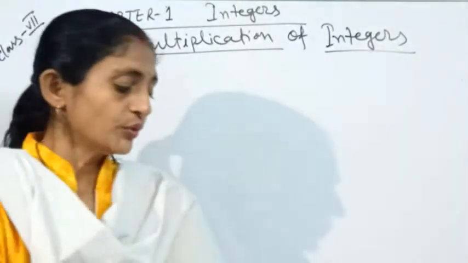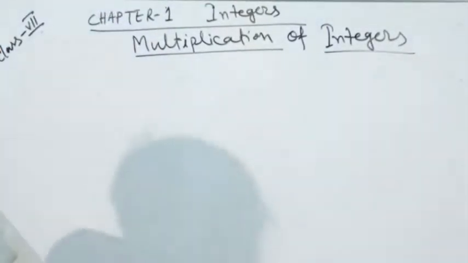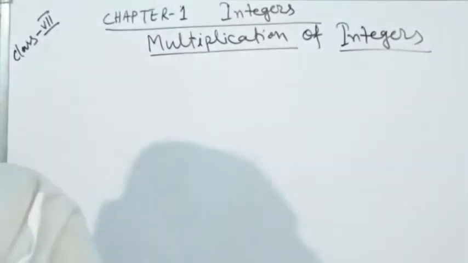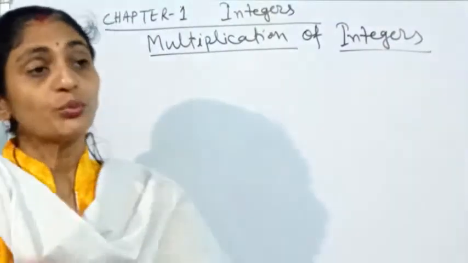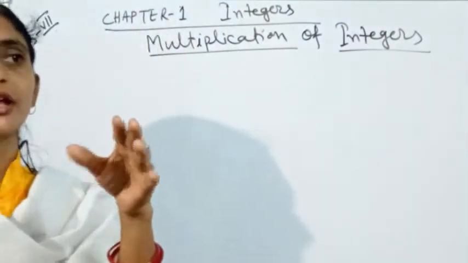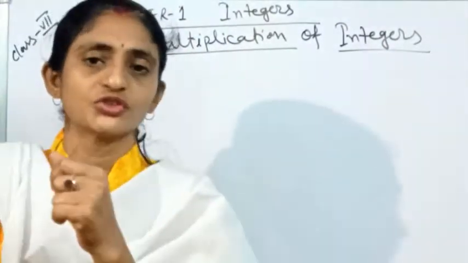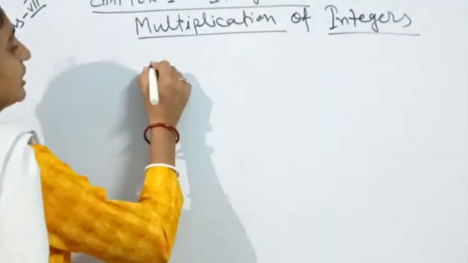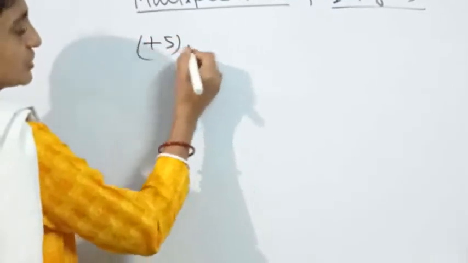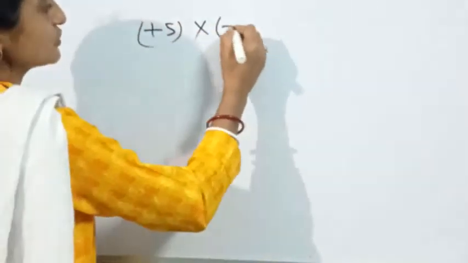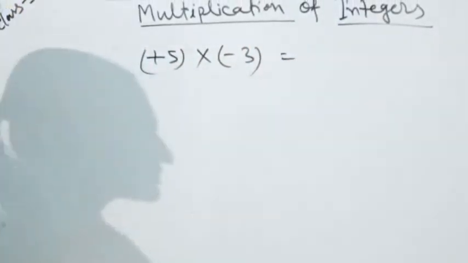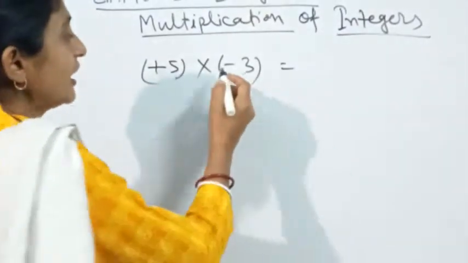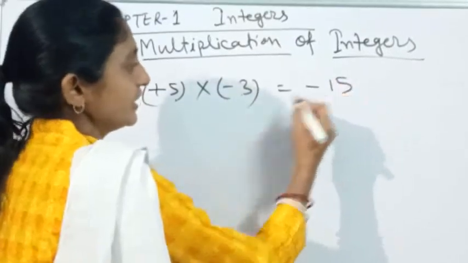Okay, so for multiplication, as we are talking about integers, that means there may be some positive numbers as well as some negative numbers. So what happens when we are multiplying one positive and one negative integer? Yes, in this case, if I am taking plus 5, that means it is a positive integer, and I am multiplying it with minus 3. What will be the result in this case? The numbers will be multiplied and we will get 15, and the sign will obviously be negative.